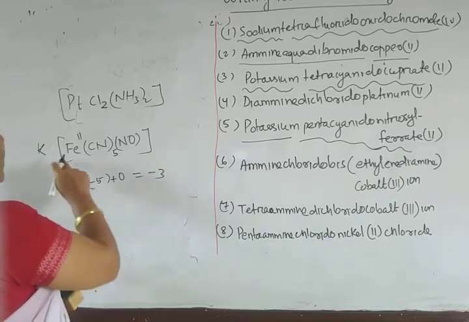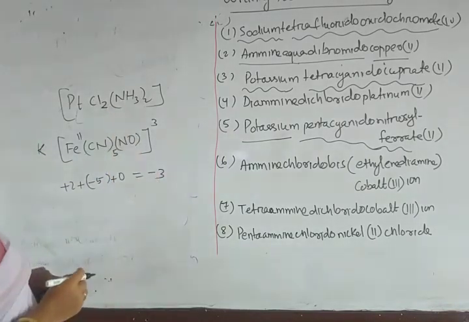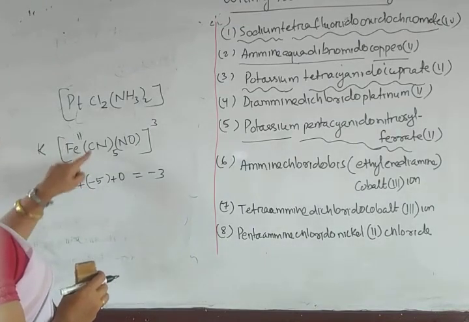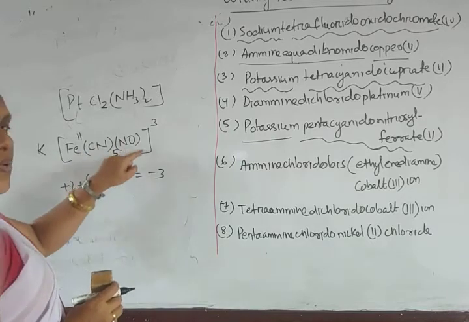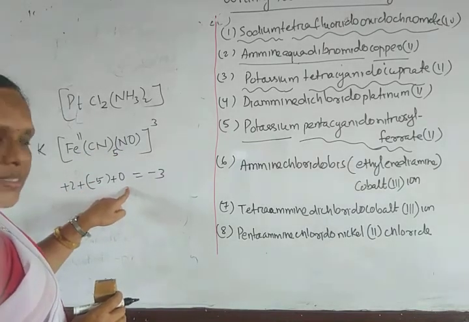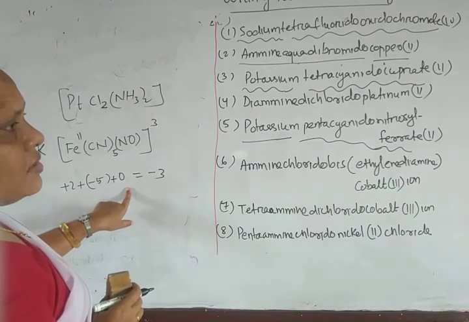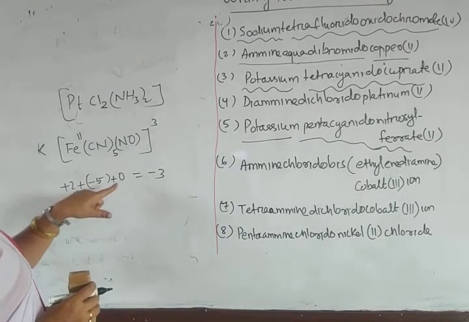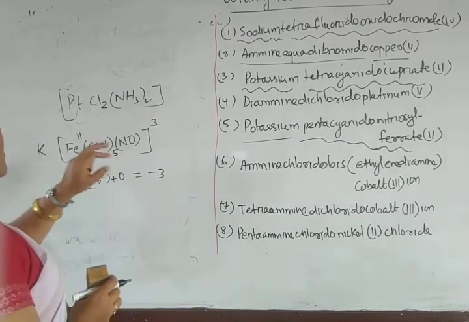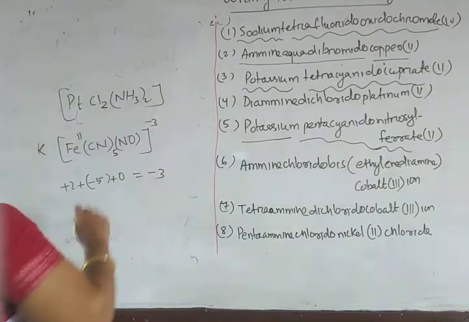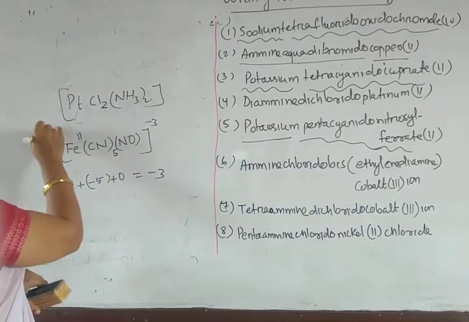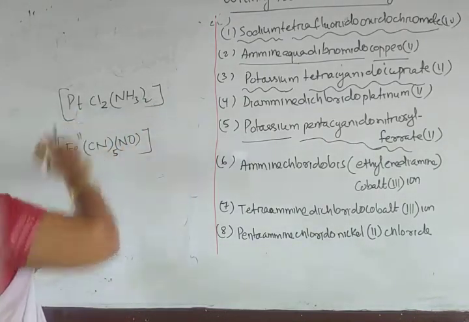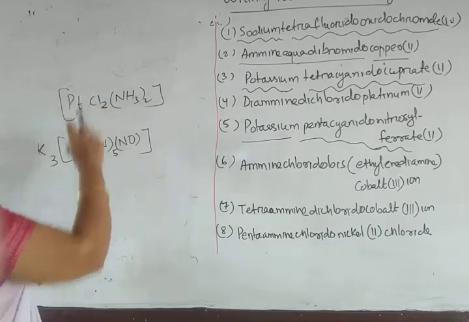So iron is given +2, cyanide -5, and nitrosyl has 0. So 2 -5, 0. In this way the complex has charge -3 and potassium has charge +1. Just crisscross this number. In this way the formula is found to be K3Fe(CN)5NO.